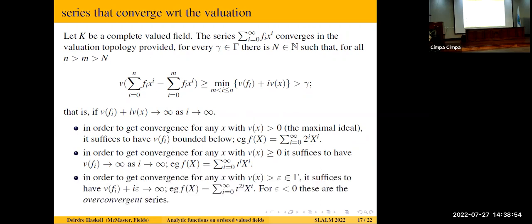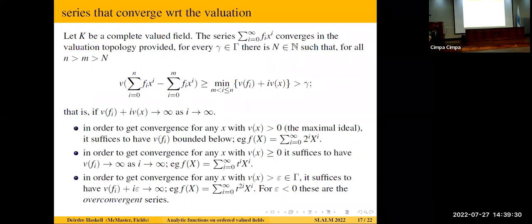Or sometimes what we might want is to have convergence on something which is slightly bigger than the valuation ring, so that the valuation of x greater than epsilon, where I'm thinking of epsilon being negative here. And then I just have to get this i times epsilon. Now that might be getting large negative, so then my epsilons have to be getting large positive. So something like this series will converge on the open ball around radius minus 2. So we get all of these new series that we hadn't really expected.